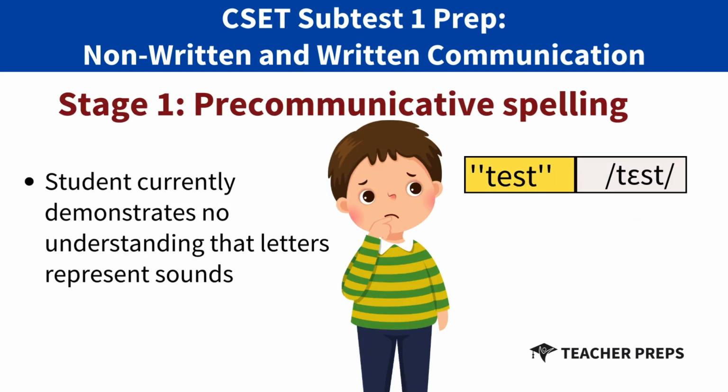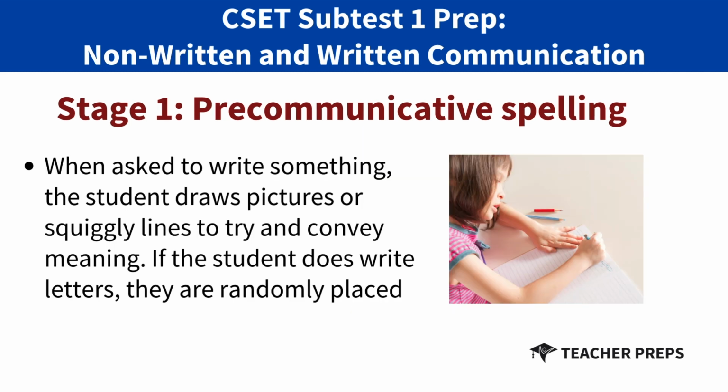Stage 1 of spelling development, we call this the pre-communicative spelling stage. And this is when the student currently demonstrates no understanding that letters represent sounds. These are really, really young learners. And when asked to write something at this stage, the student will draw pictures or squiggly lines, something that is not writing letters at all.